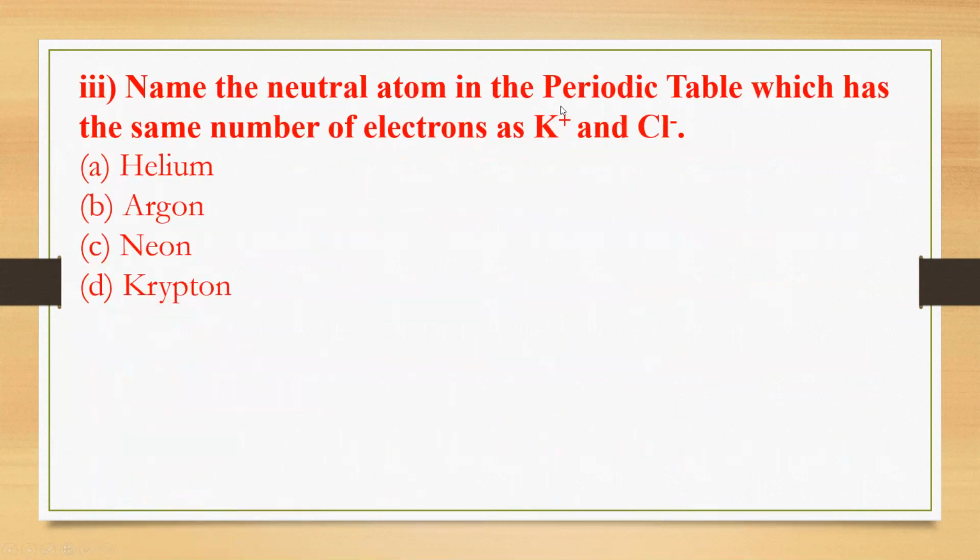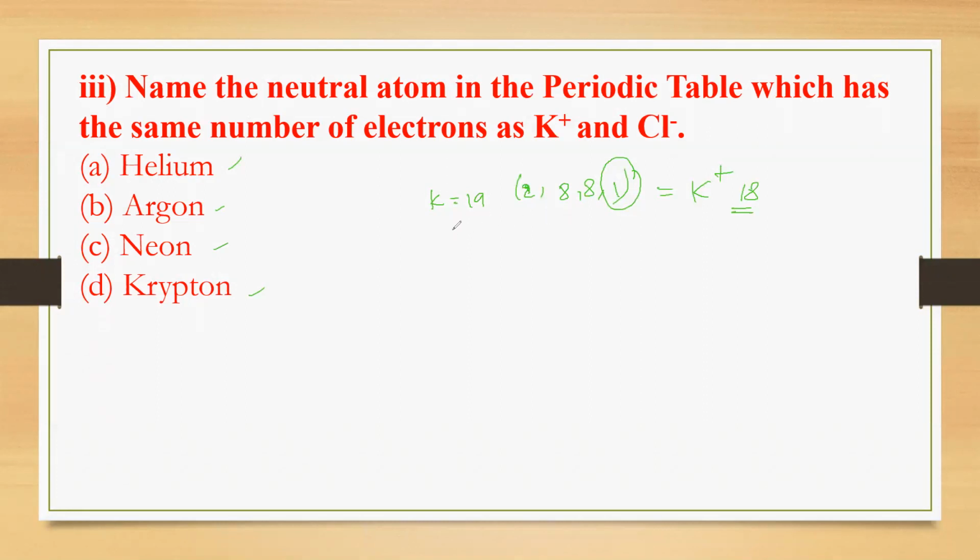Name the neutral atom in the periodic table which has the same number of electrons as K plus and Cl minus. Yes, neutral atom. Here, see, helium, argon, neon, krypton: four elements are given. Potassium has atomic number 19, and its electronic configuration is 2, 8, 8, 1. When it loses one electron, it becomes K plus, so the electrons become 18.